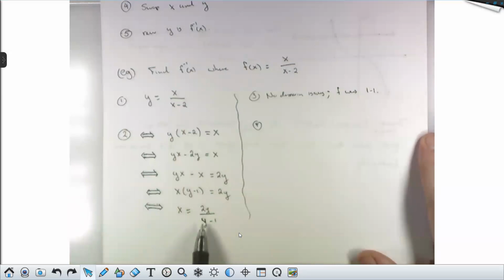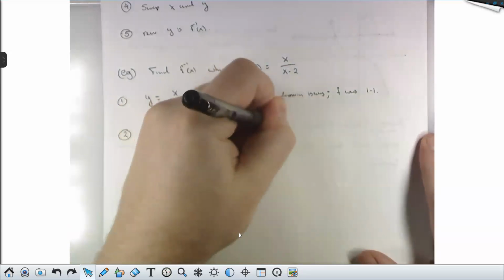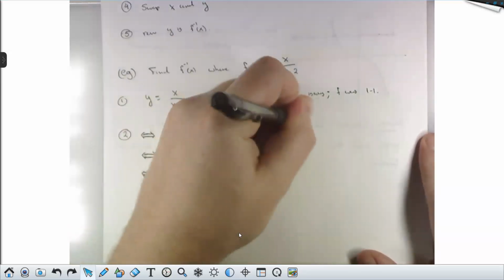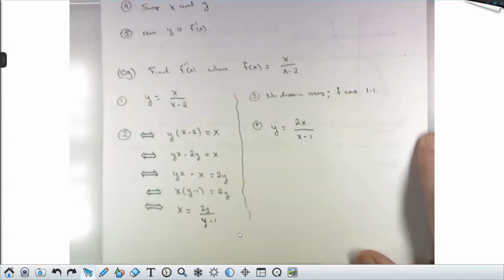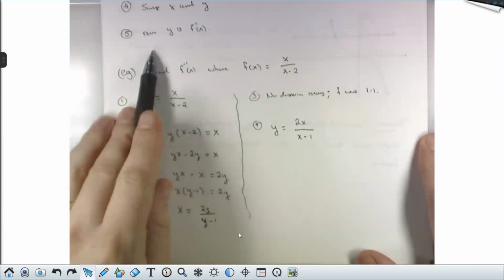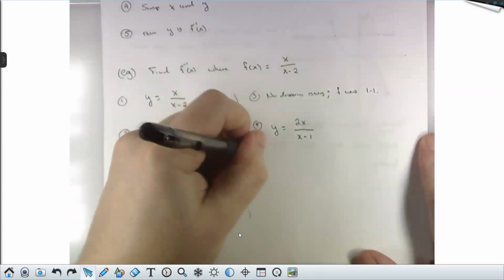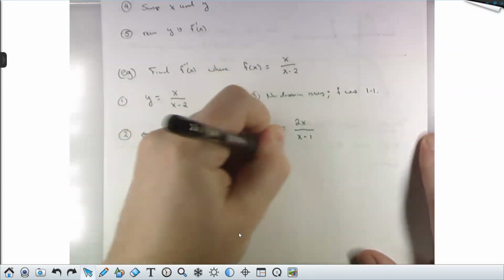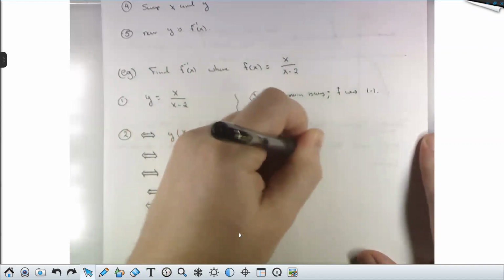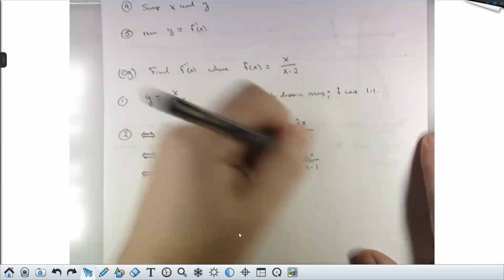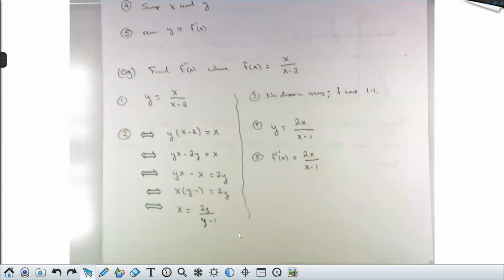So now we're ready to swap x and y. So I take this statement and I rewrite it as y equals 2x over x minus 1. And now y is f inverse. My last step here is just to rewrite this as f inverse of x equals 2x over x minus 1. That's it. We have found our inverse.